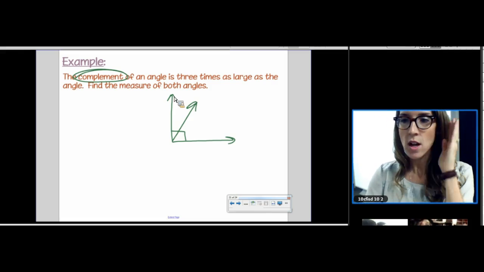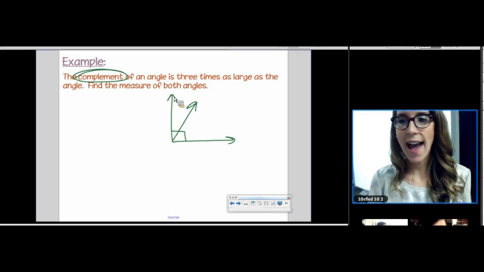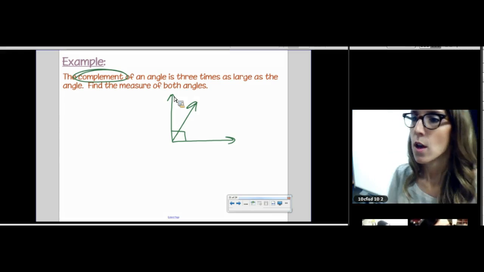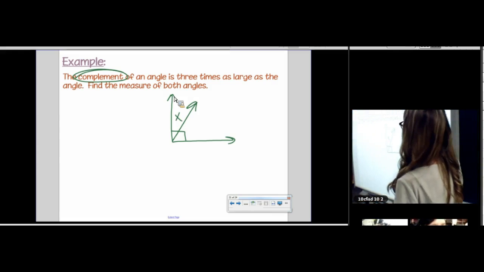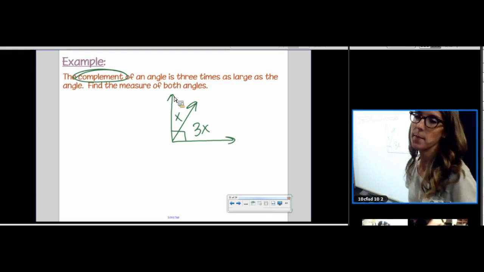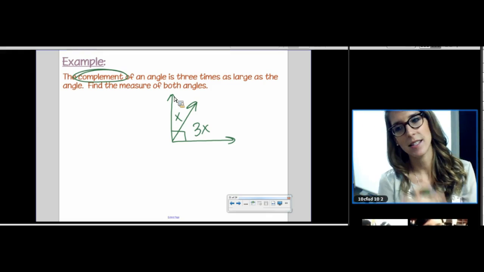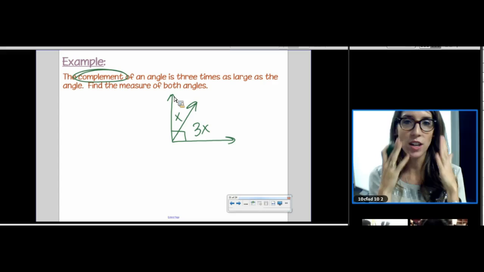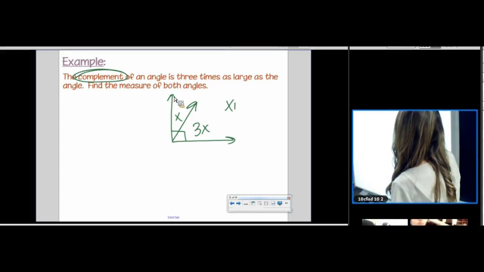So complement. The first thing you should do is draw a right angle and split it up. Not in half, but just split it up. The complement of an angle, so I'm going to call the angle x. The complement is 3 times as large. So I'm going to call the complement 3x. So the angle is x and the complement is 3x. Once you've labeled your picture, you're done. The rest is easy. Part plus part equals whole.